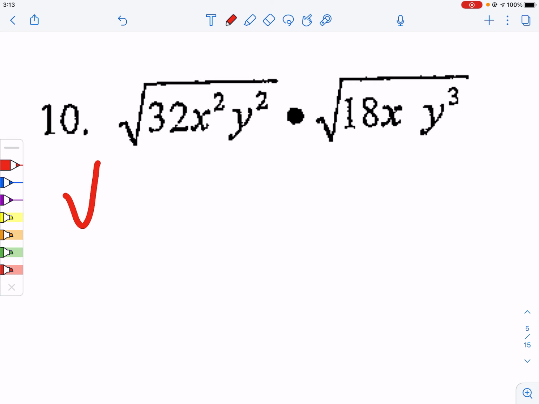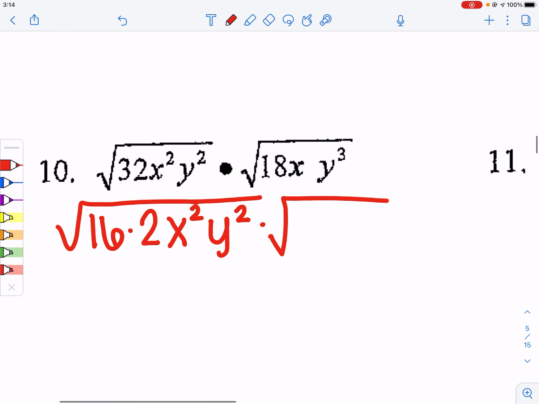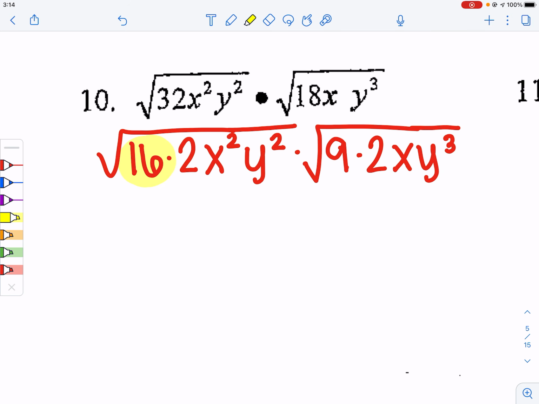So I know that 32 can be divided into, let's see, 4 and 8, let's check 9. Oh, 16, let's do 16. 32 is 16 times 2, and then I have x squared y squared, and then my 18 is 9 times 2, x y to the third. Okay, so I'm going to fix this and fix this, and I'll wait to do all my exponents later.